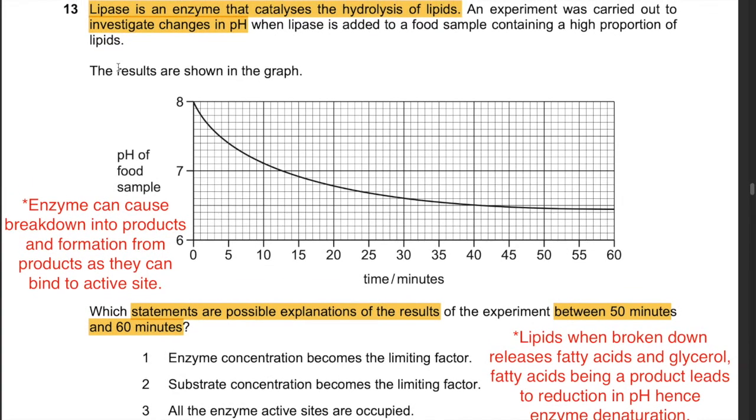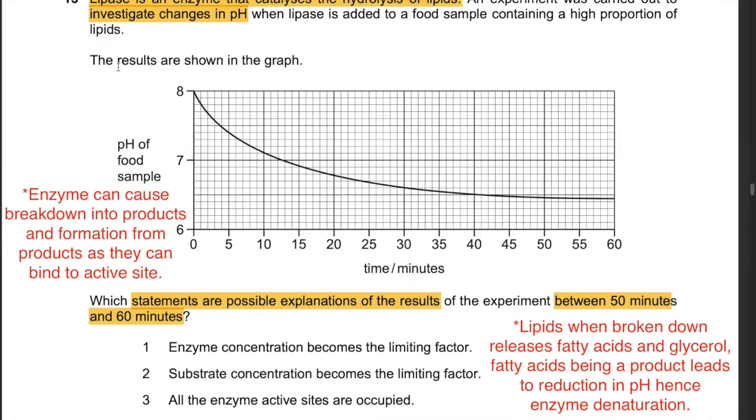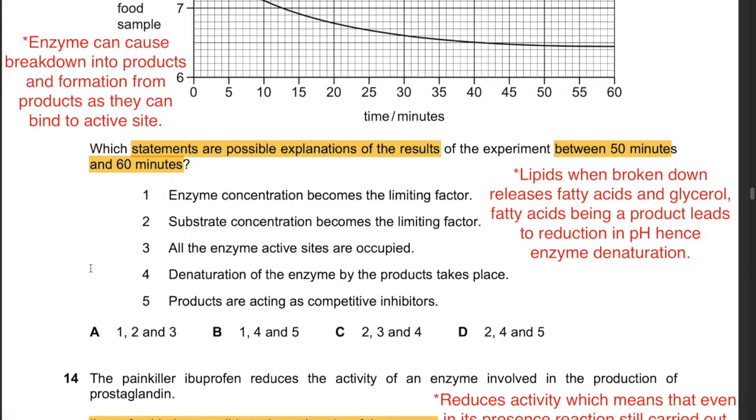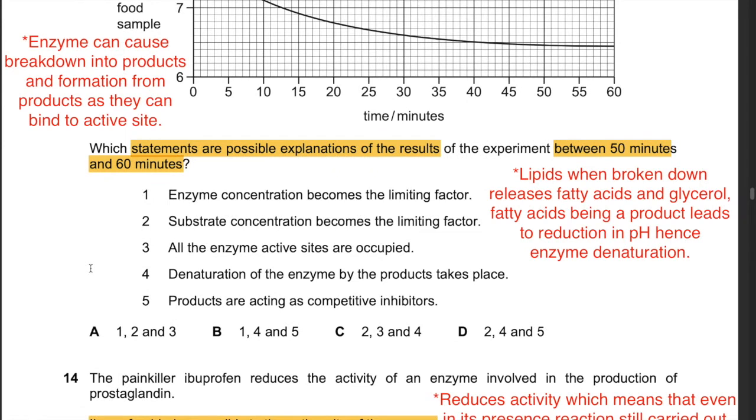Since this is an enzyme that catalyzes the hydrolysis of lipids, lipids will be broken down into fatty acids and glycerol. Fatty acids, being a product, lead to a reduction in pH since they are acidic in nature. Hence, enzyme denaturation occurs due to the product affecting the overall reaction. Therefore, if we look at the options, the possible explanations of the results between 50 minutes and 60 minutes is option 2, substrate concentration becomes a limiting factor. Yes, because as the reaction proceeds, the substrate concentration decreases and becomes limiting.